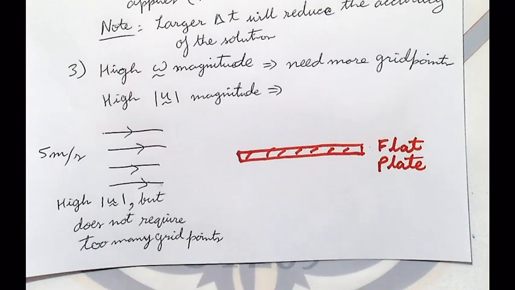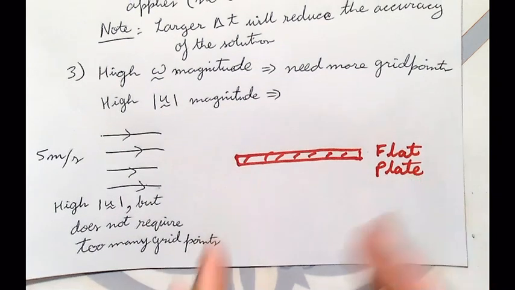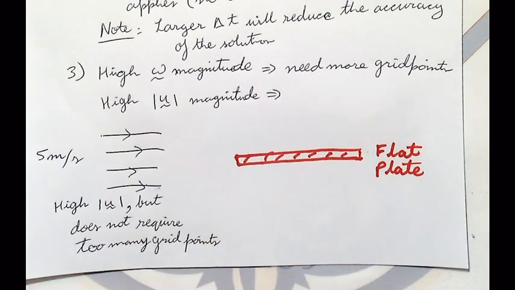What happens now? There's incoming flow by a flat plate. Do you have a rough idea of what the flow will look like over the flat plate? Just as a schematic, what should I draw?